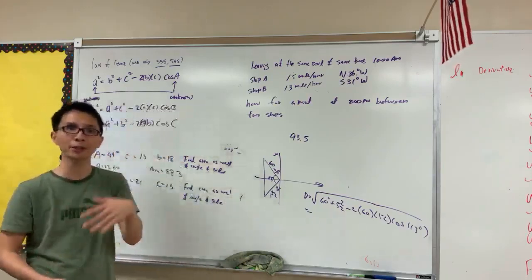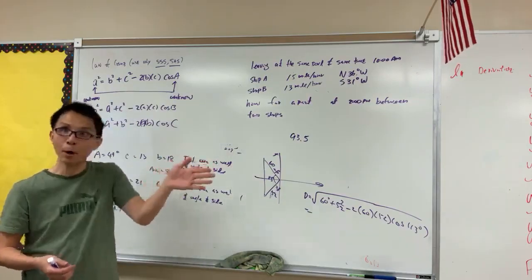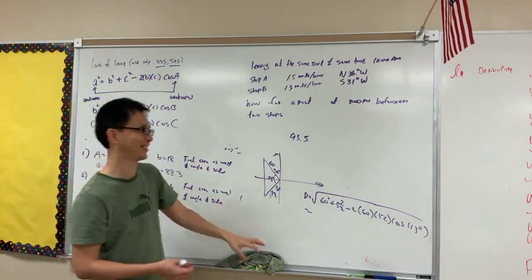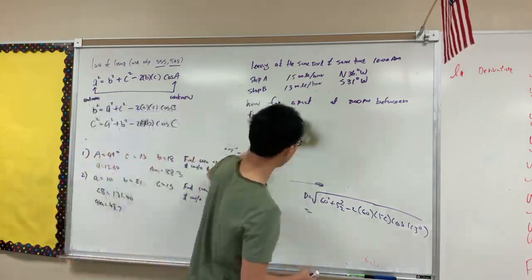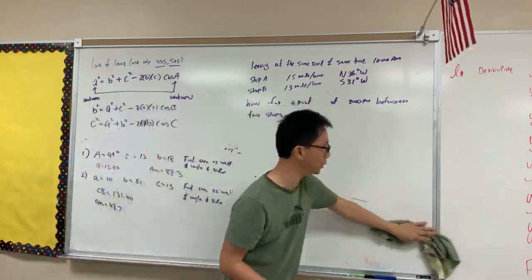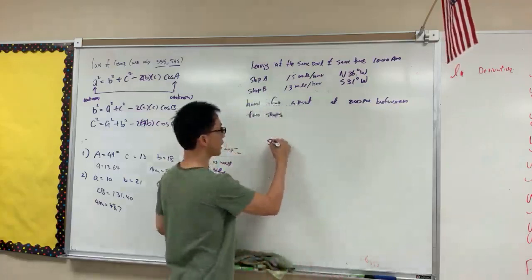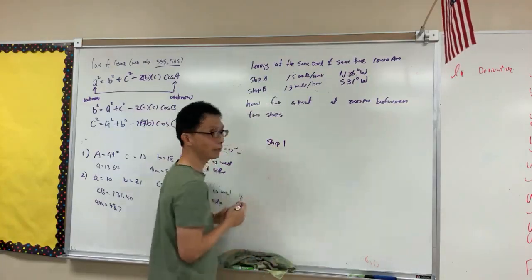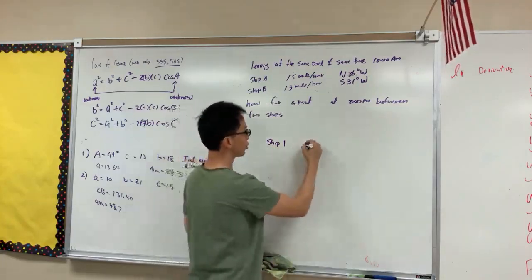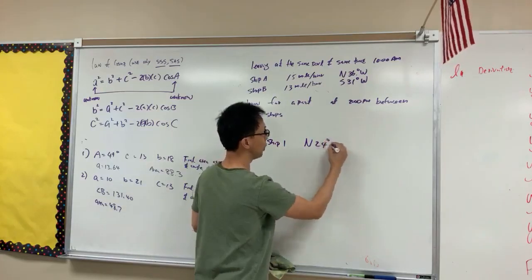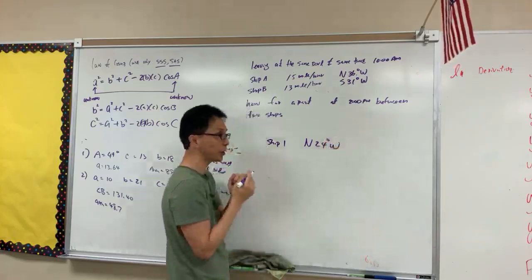The other bearing is turning 90 degrees. This is simple. It's only one ship this time. So this is from 2 days ago, right? When we talked about one ship. That was like Monday of last week. North 24 degrees west.